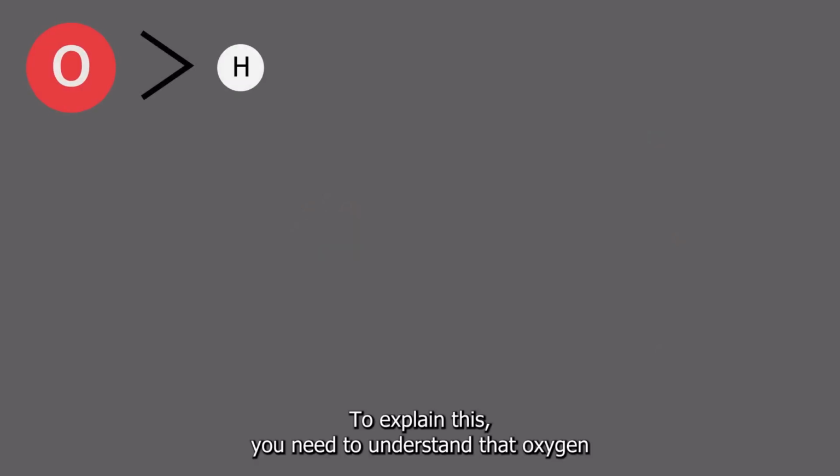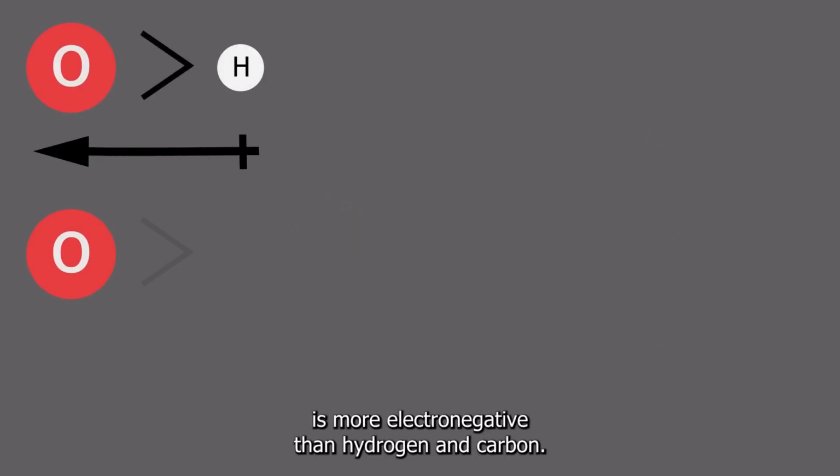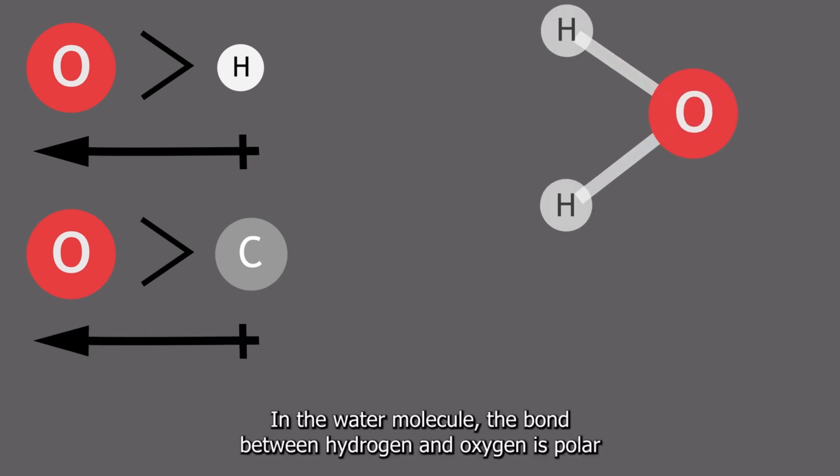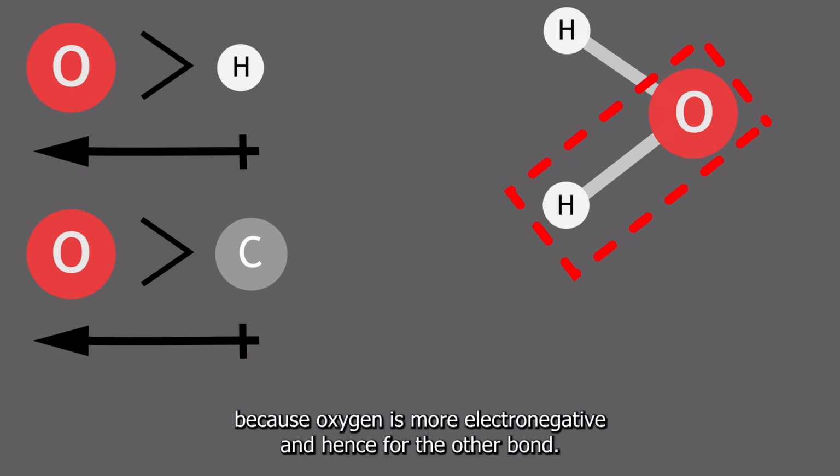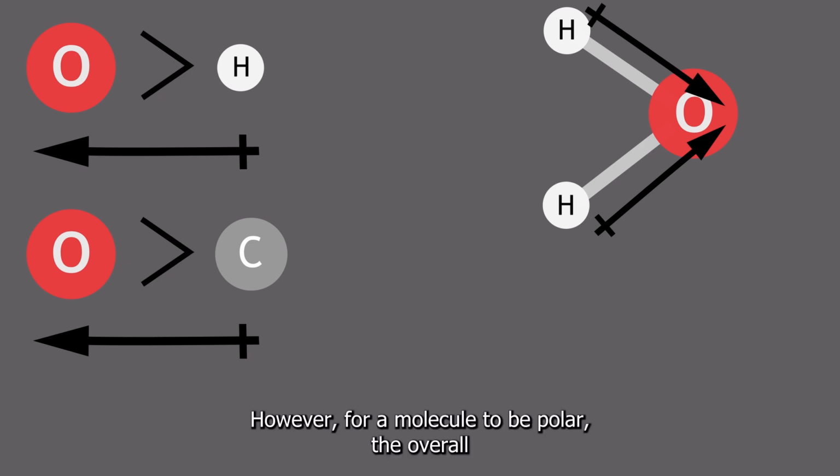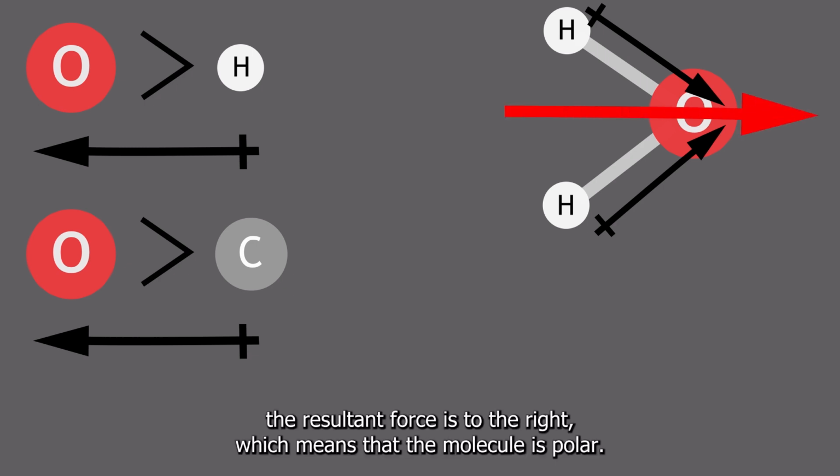To explain this, you need to understand that oxygen is more electronegative than hydrogen and carbon. In the water molecule, the bond between hydrogen and oxygen is polar, because oxygen is more electronegative, and hence so is the other bond. However, for a molecule to be polar, the overall molecule must have a non-zero difference in its charge. In this case, the resultant force is to the right, which means that the molecule is polar.